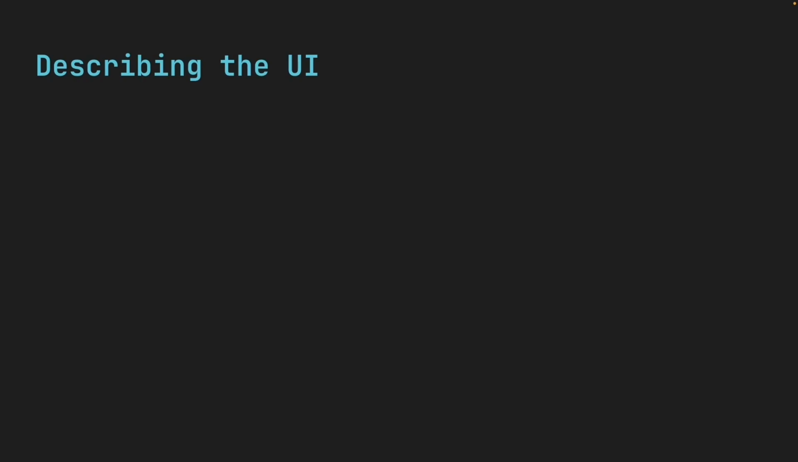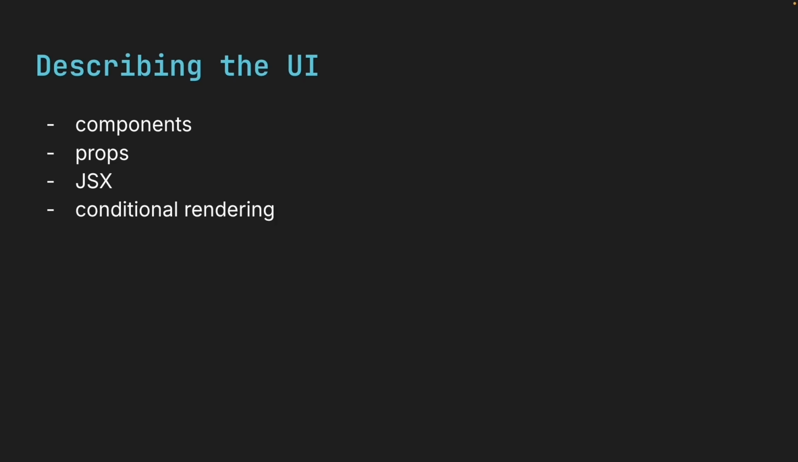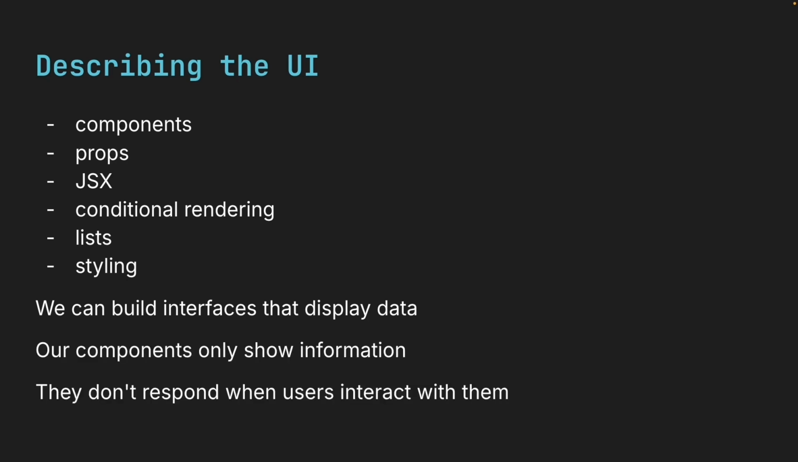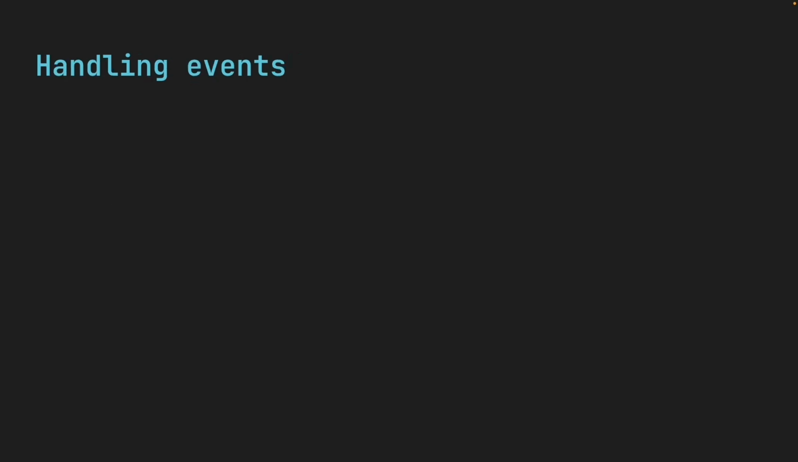So far, we have covered all the essential concepts for describing the UI: components, props, JSX, conditional rendering, lists, and styling. We can build interfaces that display data. But here's the thing: our components only show information. They don't respond when users interact with them. So let's talk about handling events.